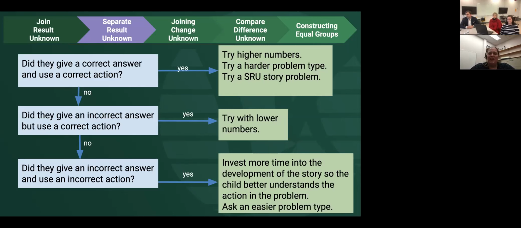And then you could ask an easier problem type, because now we do have an easier problem type, which is join result unknown. So we could go back and ask a different kind of problem with that student.